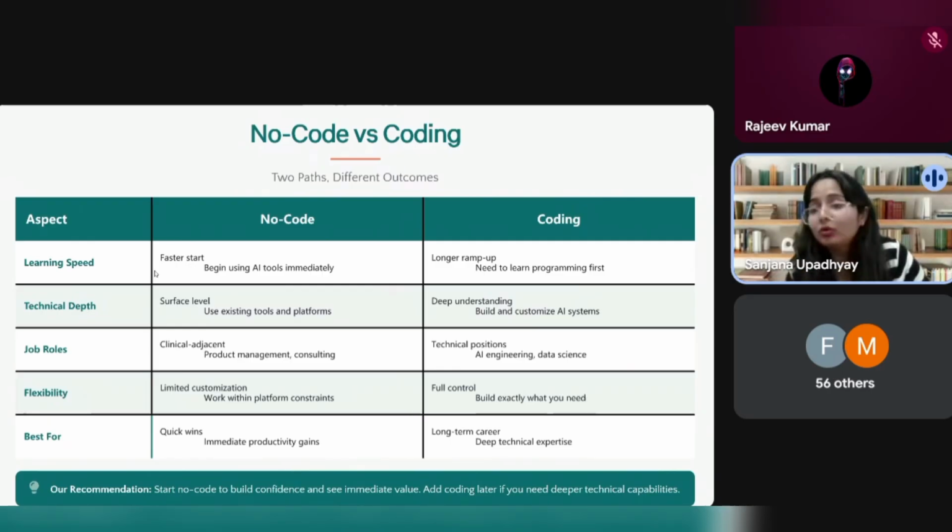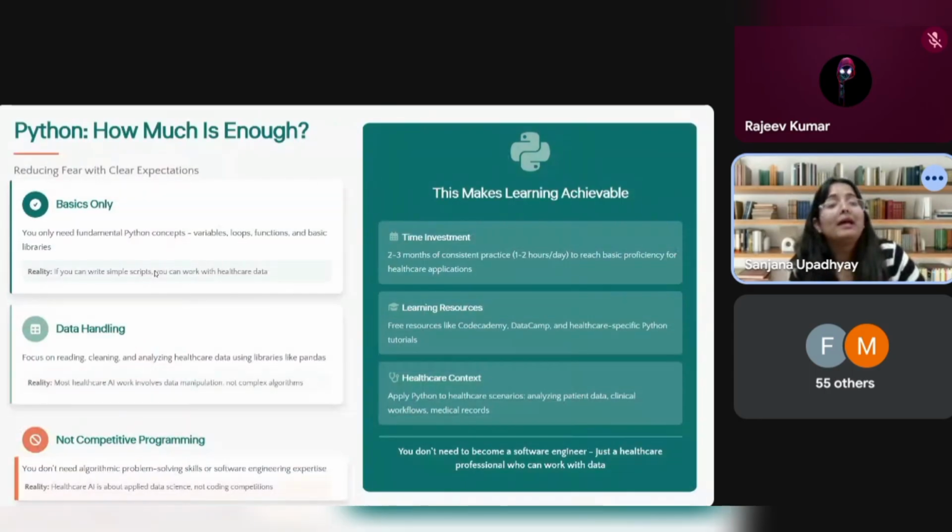But if you need to do some programming, if you need to build something from scratch, and if you actually want to work in a company from scratch, maybe you may need a little amount of coding. So how much Python is enough? Basics only. You need basics only as a professional. There are YouTube courses where they teach in-depth Python, but that is not needed.